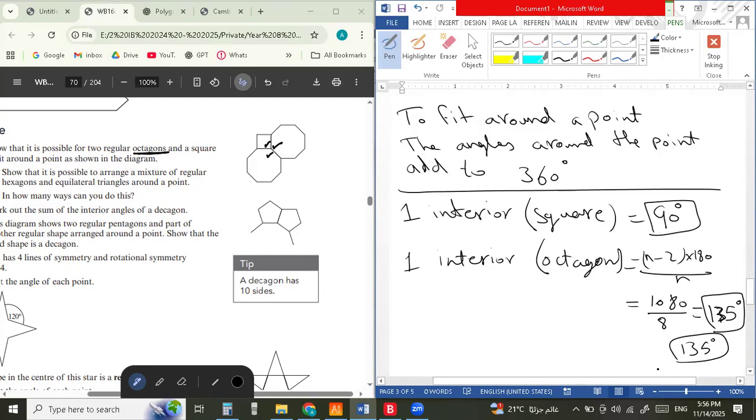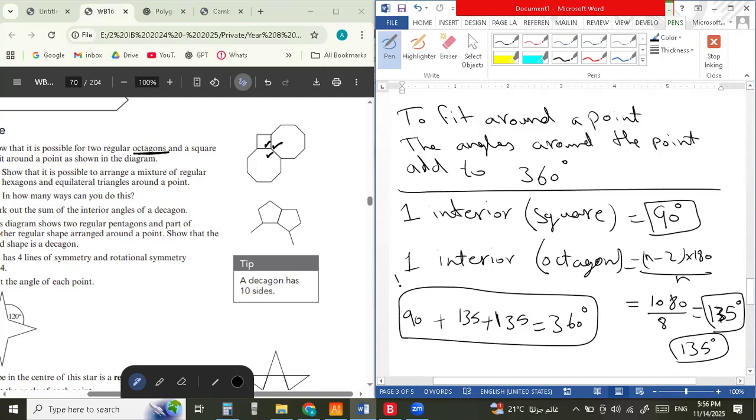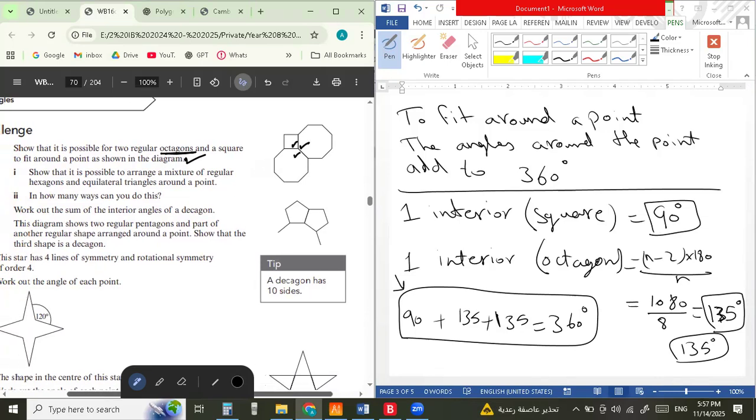Add the three of them up. Will they give you 360? Let's do it. 90 plus 135 plus 135. Yes, if you add them up, they give exactly 360 degrees. And that's how I show them. This is what they're going to look for: 90 is the interior angle of the square, 135 is the interior angle of an octagon, 135 is the interior angle of the other octagon. So adding them up gives me 360. Now you showed that they can fit around a point.